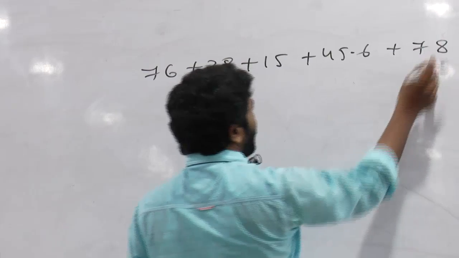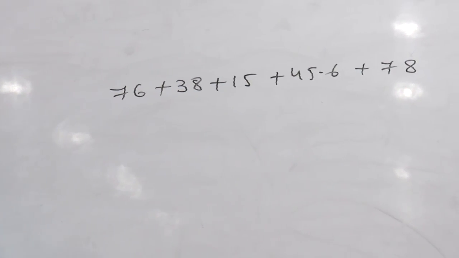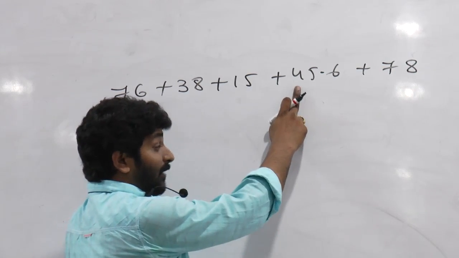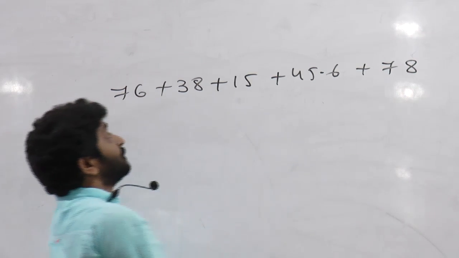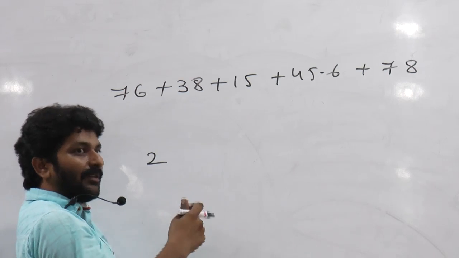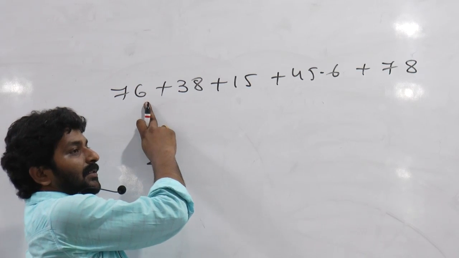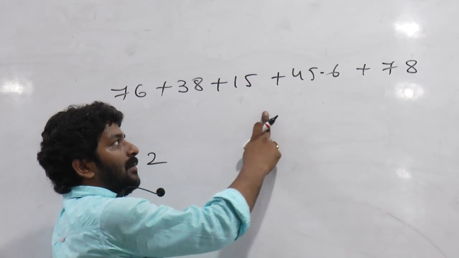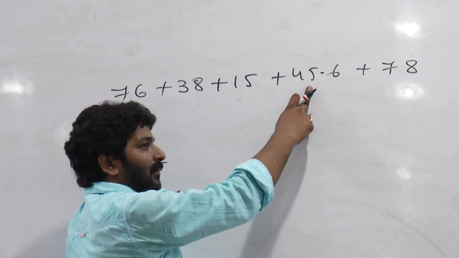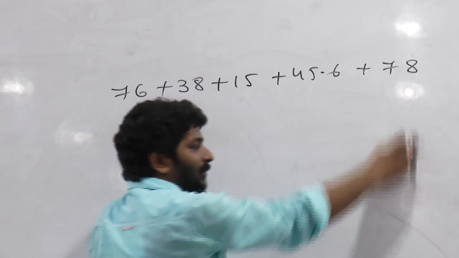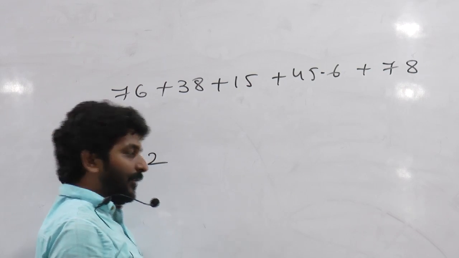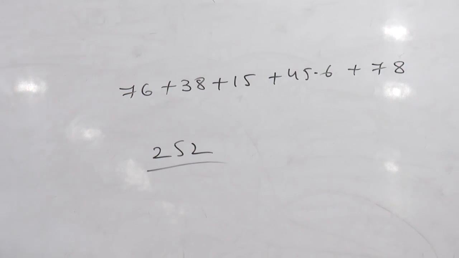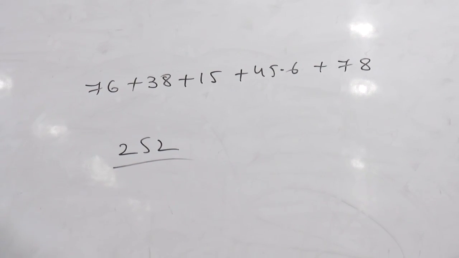Next, 70, 100, 110, 150, 220, 200. Let me start with 20. 26, 34, 39, 44, 52. Answer should be very close to 252. Do you have your 252? Yes.